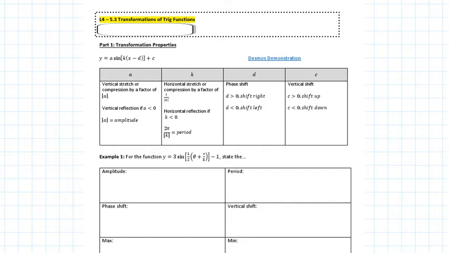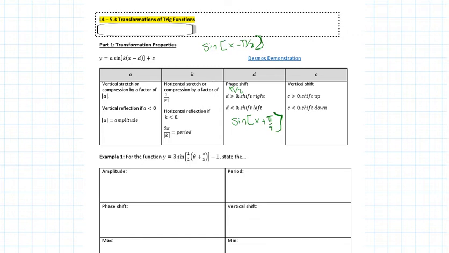All right, now D is going to shift to the right or shift to the left. So if D is greater than 0, what you're going to see in the function is a negative value. So let's say if D is equal to pi over 2, right? So you're going to see sine x minus pi over 2, okay? So that means D is positive, and it's going to be a horizontal shift to the right pi over 2. If D is negative or less than 0, you have a shift to the left and it will look like this. So sine x plus pi over 2.